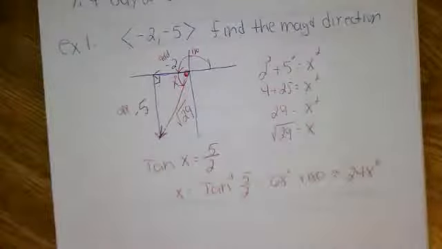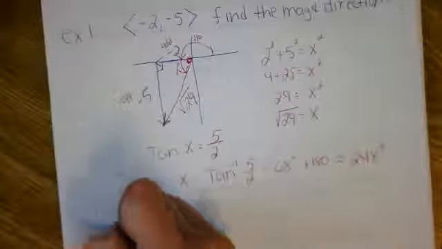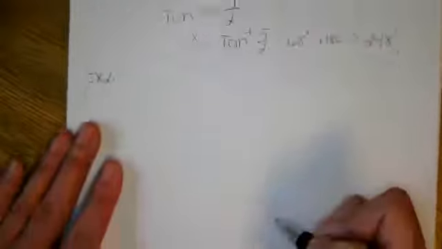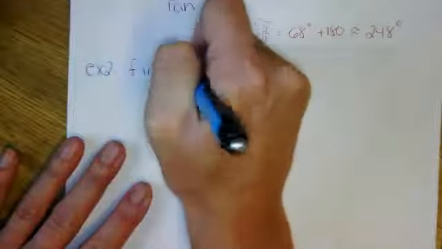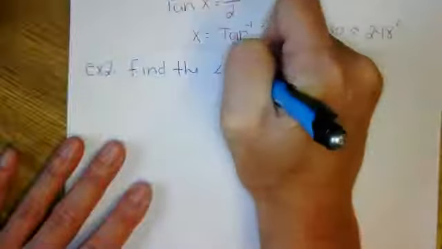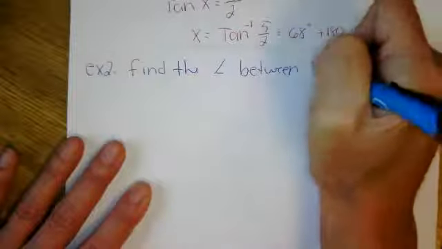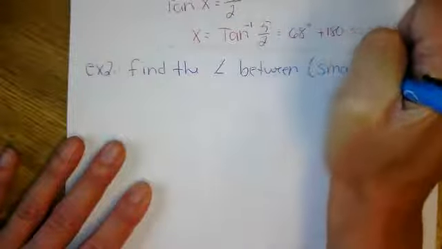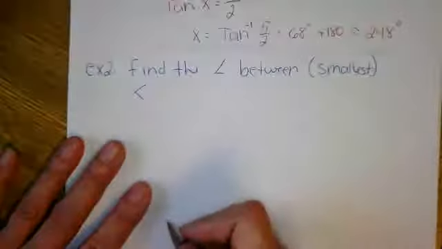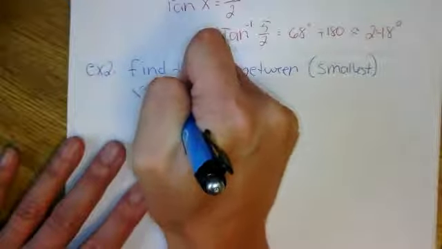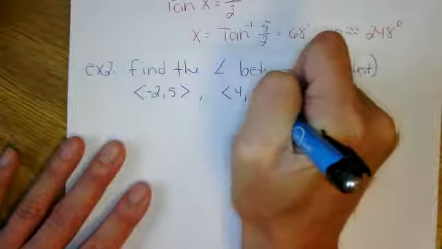Here's a new one, number 2. Okay, can you find the angle between two given vectors? Angle between. And when we say angle between, they want the smallest angle between. And here's our two vectors given like with the horizontal and vertical components. We got a -2, +5. And then we have a +4, -3.